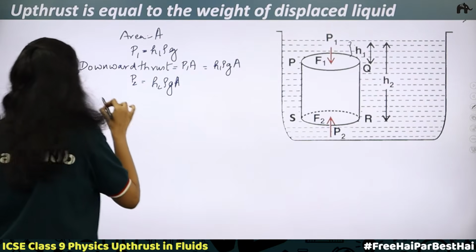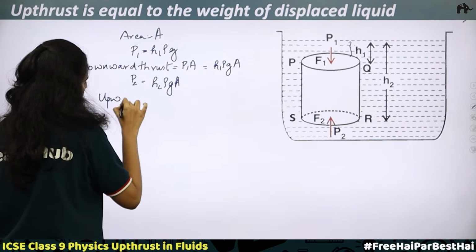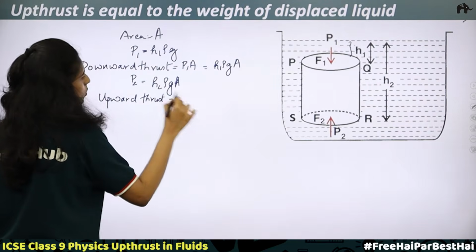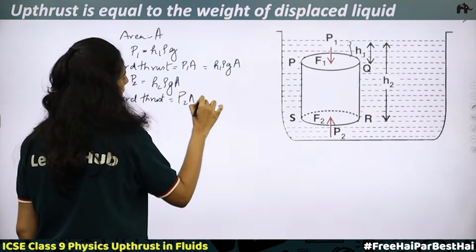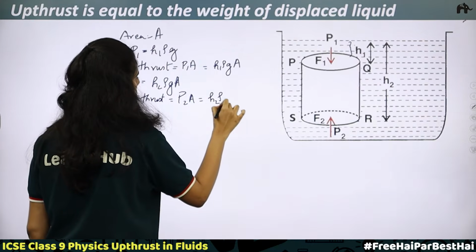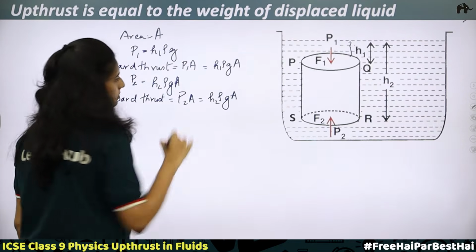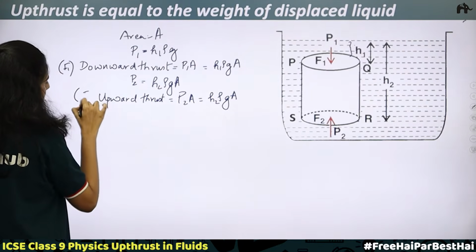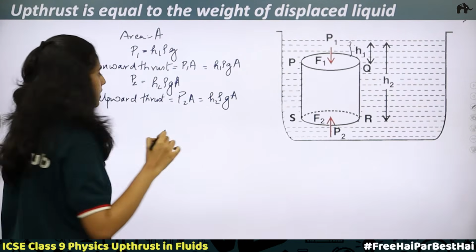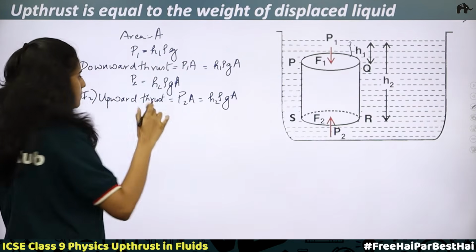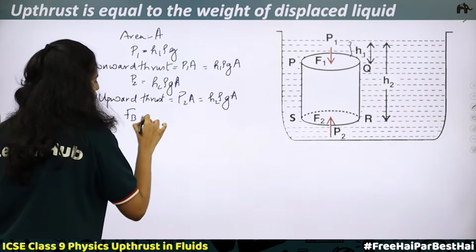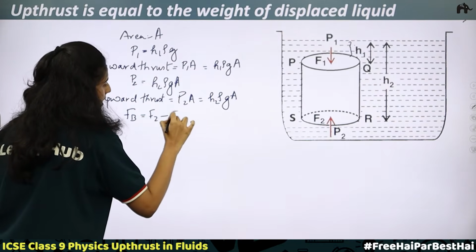Then you will be having the upward thrust. Upward thrust is equal to P2 into A, which is equal to H2 rho G A. Okay, this force let us mention it as F1 and this is F2. Now, there is a difference in force which we can call the buoyant force. This is the upthrust or the buoyant force, which will be equal to F2 minus F1.